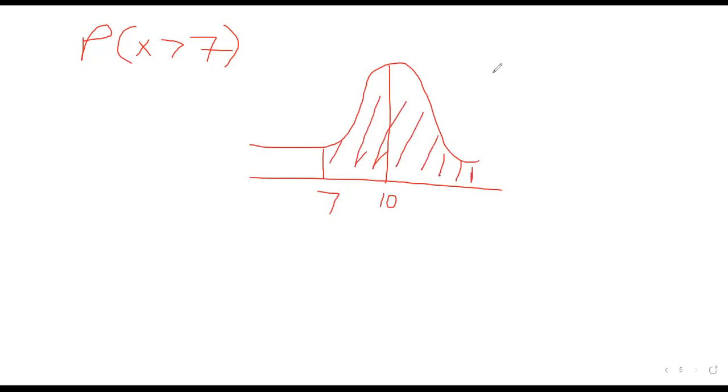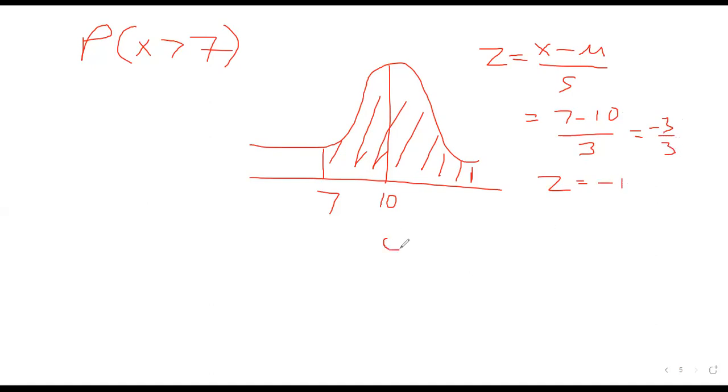Step 3, standardize. How do we standardize? X minus mu over standard deviation. So our x is 7 minus 10 over 3. So meaning our z is equal to what? Negative 3 over 3 is negative 1. So probability is never negative, but a z can be negative, to show you that we're on the left side of that.